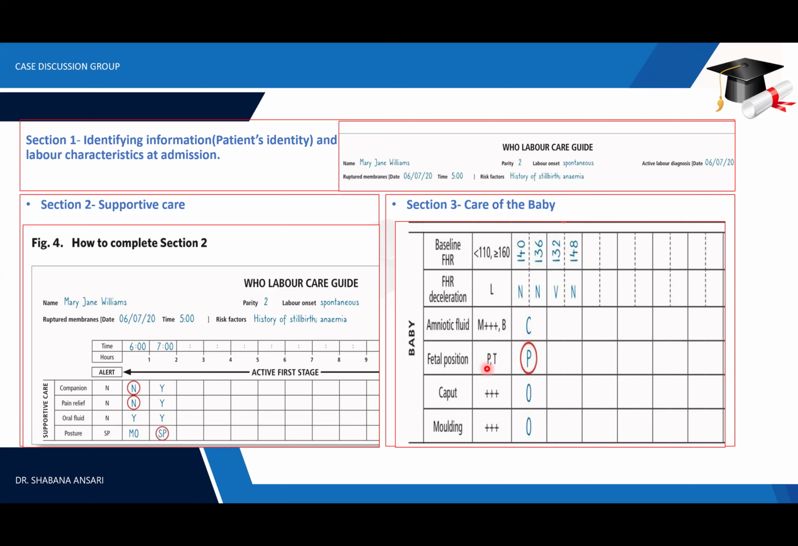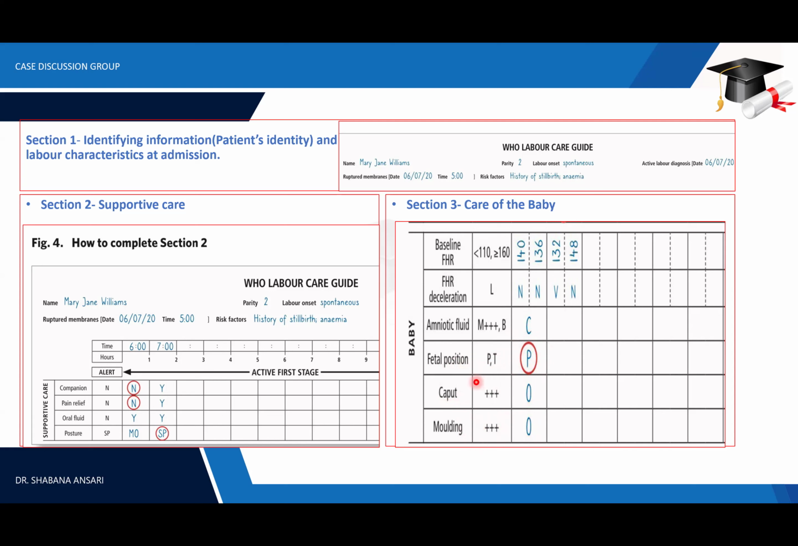Fetal position, occipito-posterior, occipito-transverse is an alert. So we will mention P if it is occipito-posterior and circle it with red. Caput and molding, again it is 3 plus molding, 3 plus caput, this will be an alert. And if there is no caput, no molding, it is not an alert.